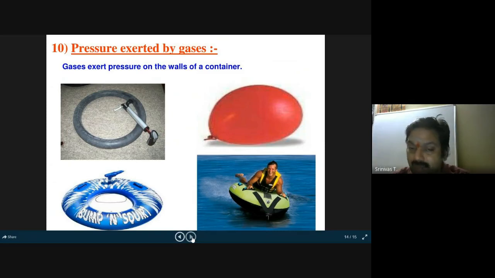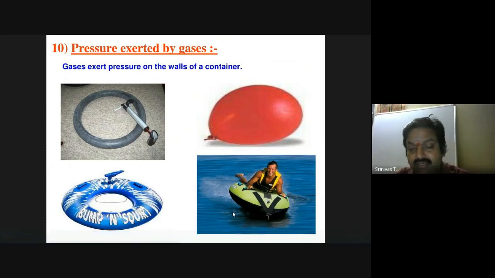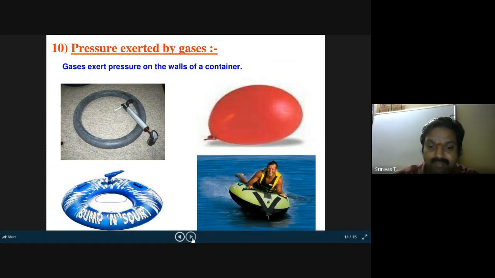You can see the balloon. You can also see the bags used in swimming. These air bags are all filled with some air or some gas. Gases also exert pressure on the walls of the container because they don't have a specific shape.